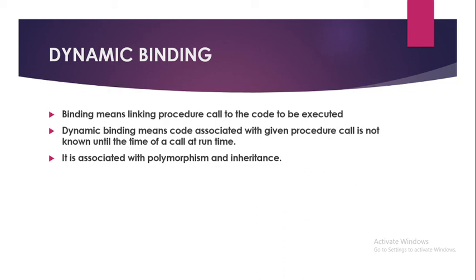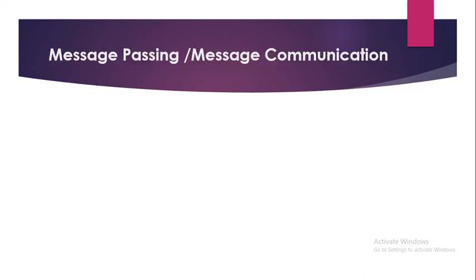Again I take the same example of draw object. We had done inheritance, and everywhere the draw method is used, one function name is used for multiple functions. That is our polymorphism, and the object which we are passing is known only at the time of execution. So at the time of execution the code is linked with the procedure call. So we can say that dynamic binding is always associated with polymorphism and inheritance.